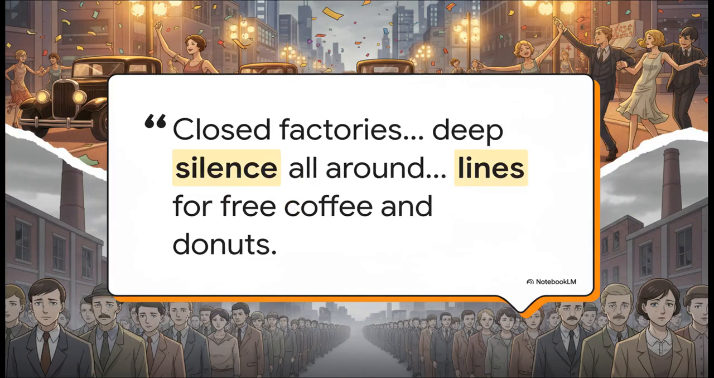Just imagine that. Closed factories, silence, people lining up for just a coffee. That was the scene in America during the 1930s. And it's a world away from the decade right before it. So the big question is, how on earth did the world's rising superpower fall so far so fast?